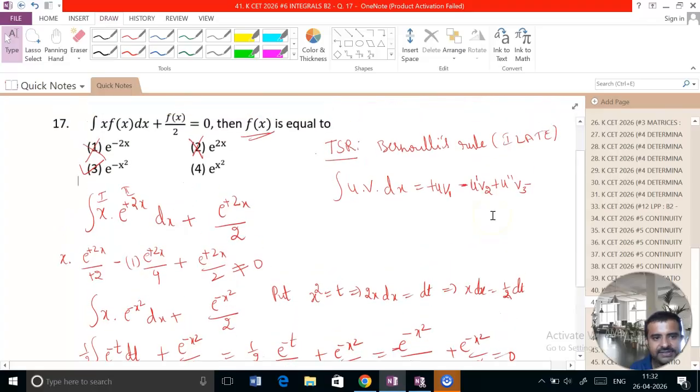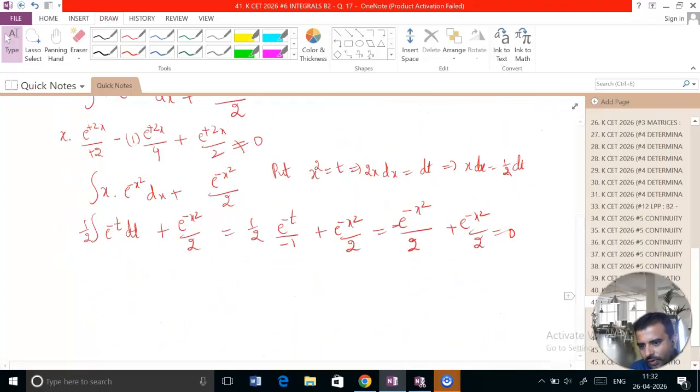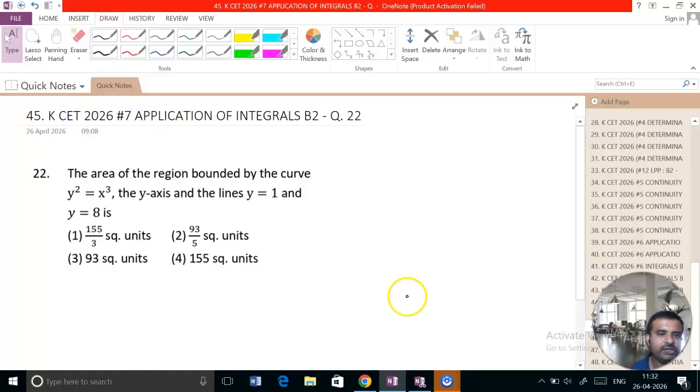So these are the 5 questions from integrals. Let's move on to application of integrals. That is question number 22 in your version code B2.